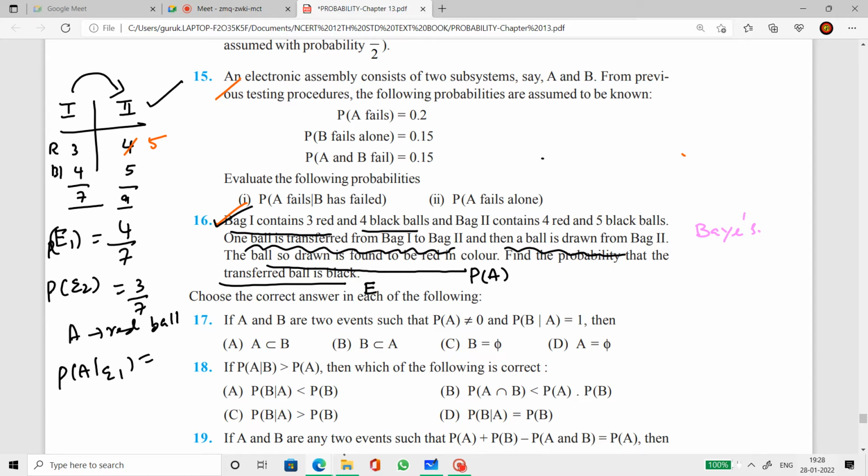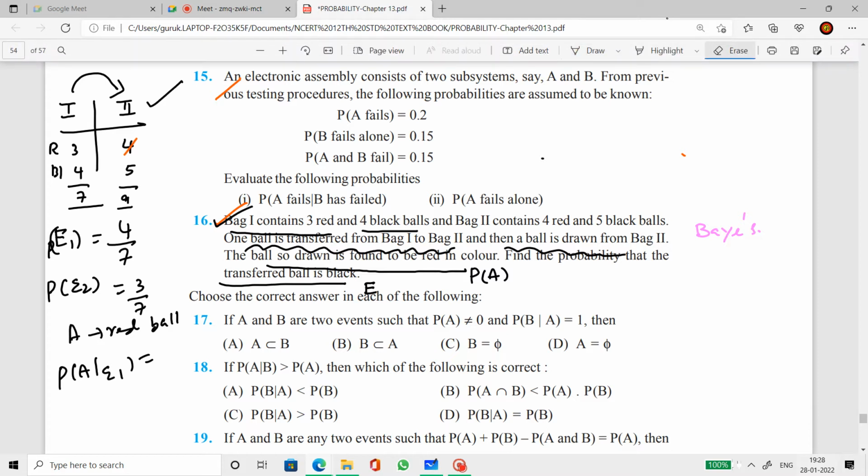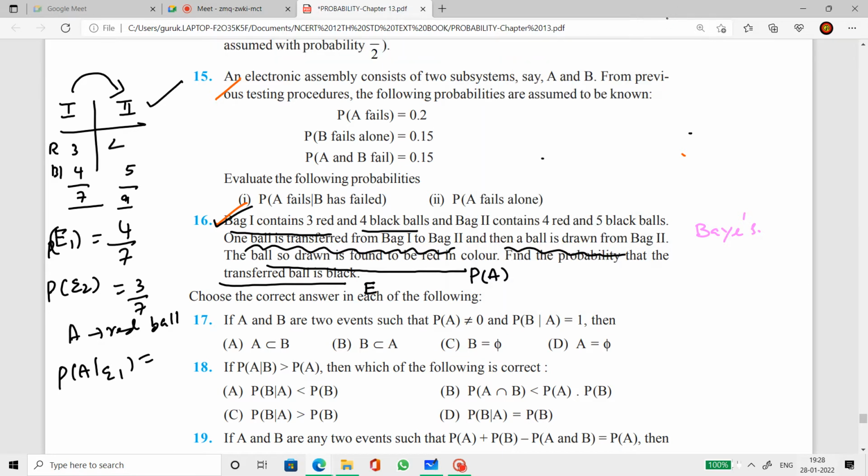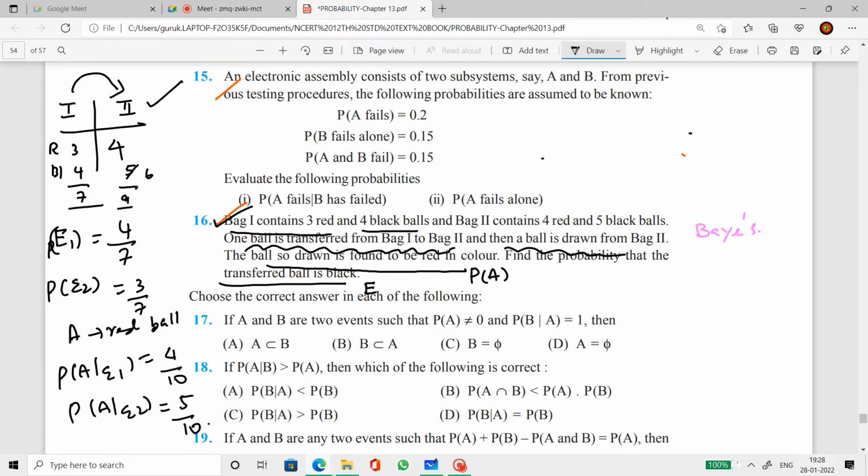Oh, transferred ball is black, so I have to correct there. Since the transferred ball is black, black will become 6, red will remain 4. So A is taking a red ball, which is 4 out of 10 now. Whereas A given E2, the transferred ball is red, so red will become 5 and the total will become 10. So this is A given E1 and A given E2.